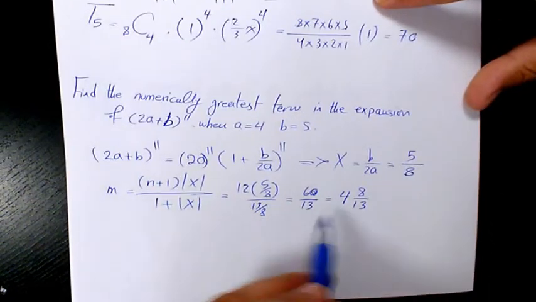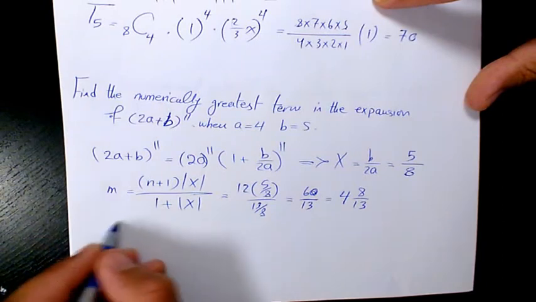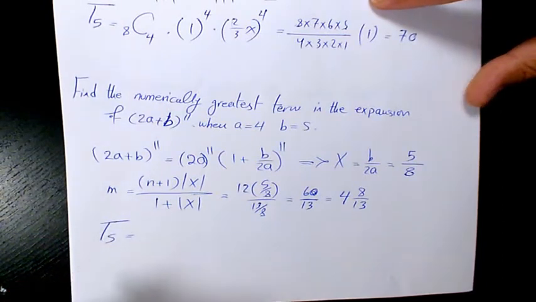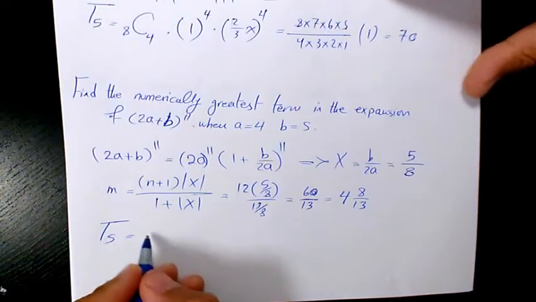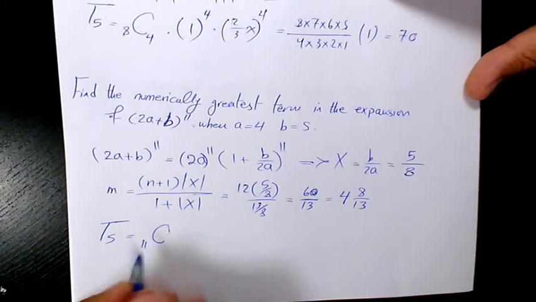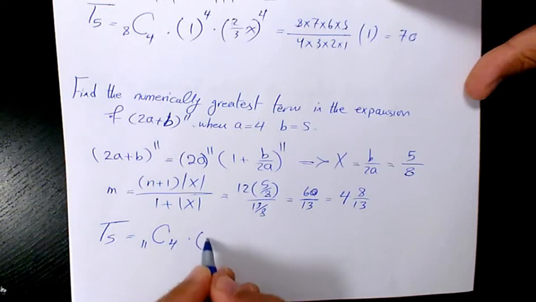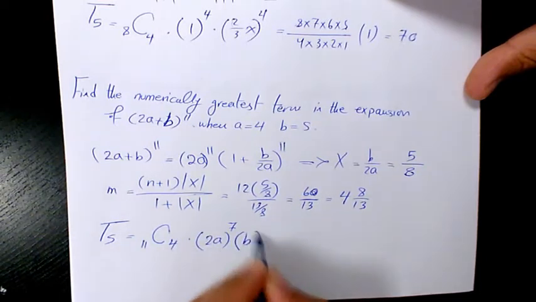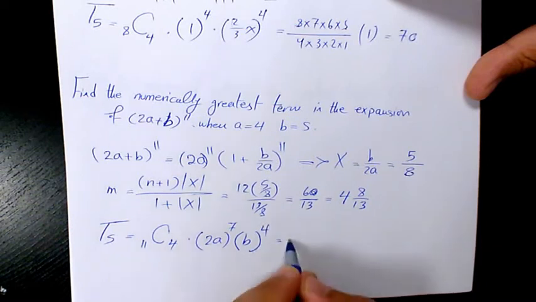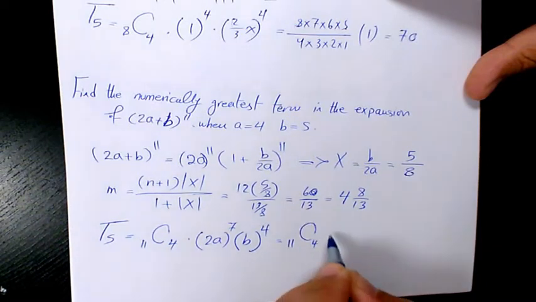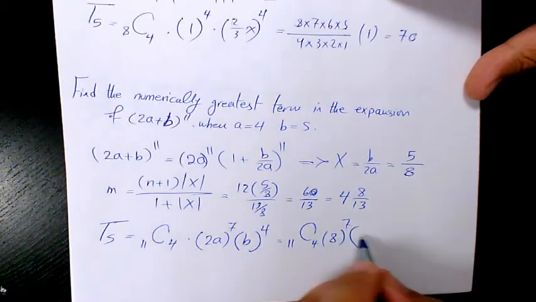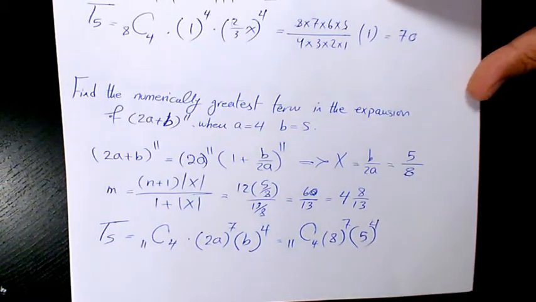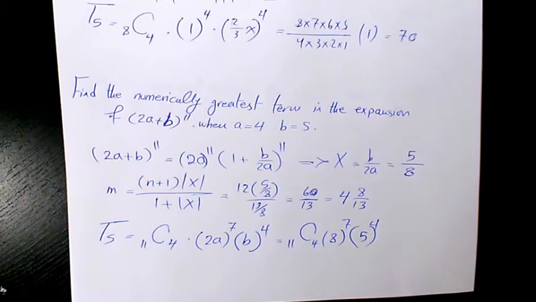So 4 is the integral part. 4 plus 1, 5. So T5 is the numerically greatest term, which is going to be 11C4 (2a) to the power of 7 b to the power of 4, which is going to be 11C4 2a, which is going to be 8 to the power of 7. b is 5 to the power of 4. That's going to be the answer to this question.